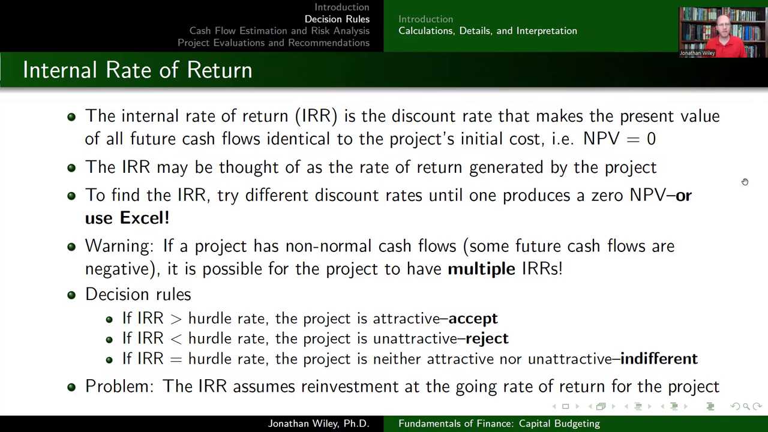One of the ways that you can think about that is that the IRR, or internal rate of return, is essentially the rate of return generated by the project itself. So that's kind of the idea here.